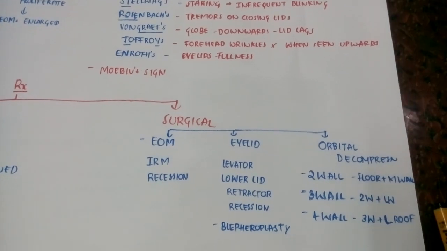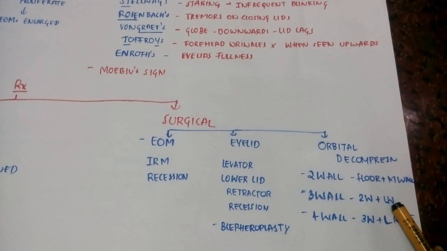Next, orbital decompression surgery. It is of 2-wall, 3-wall and 4-wall types. In 2-wall surgery, a part of the floor of the orbit and the medial wall are removed. Coming to 3-wall, along with the 2-wall, a part of the lateral wall is also removed. In 4-wall surgery, 3-wall plus a part or the lateral half of the roof is removed.